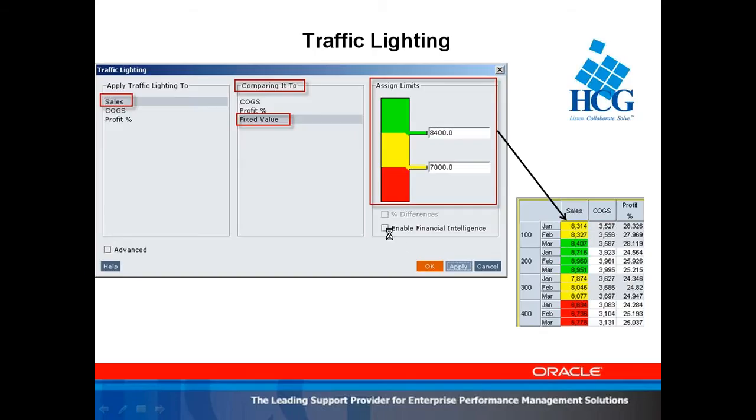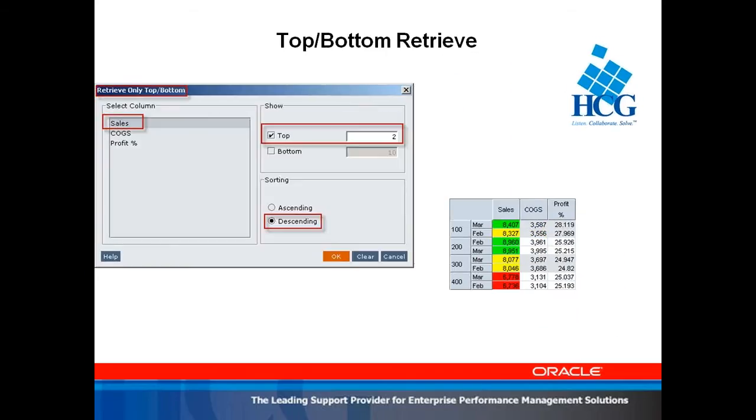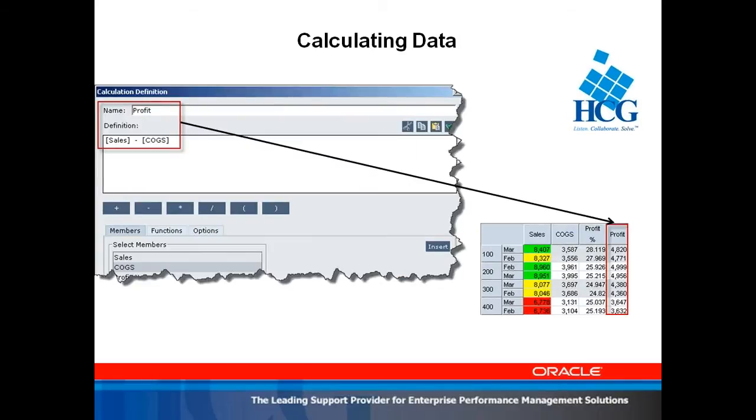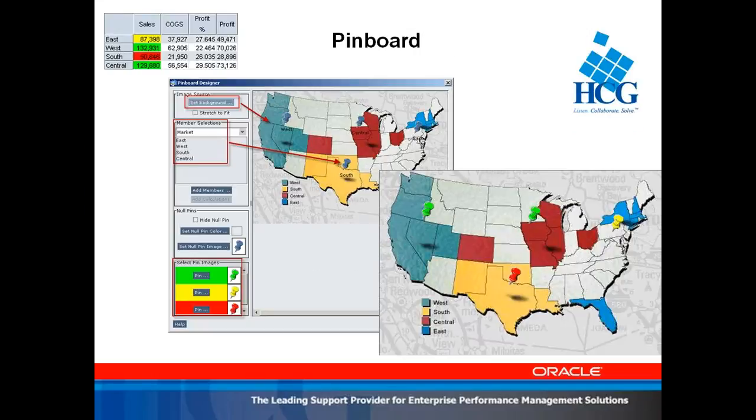All right, so I showed you a little bit about traffic lighting, a little bit about sorting data, very simple. Top and bottom retrieves. And I showed you calculations. Now let's get more visual with the data. I'm going to create a pin board for you. A pin board is a visual display of data with a background picture and some pins, and those pins reflect the data based upon the color of the traffic lighted data that you're doing the pin board on.